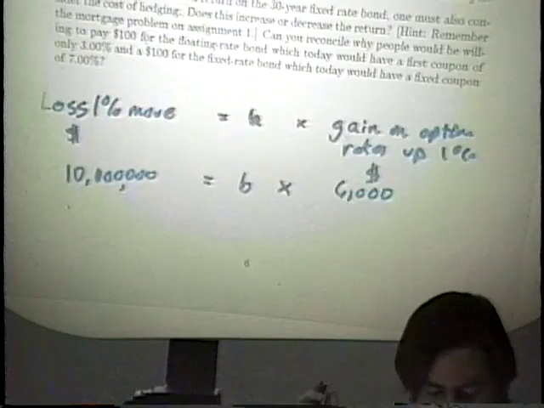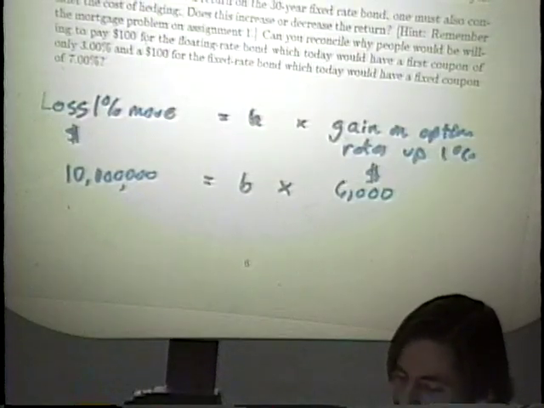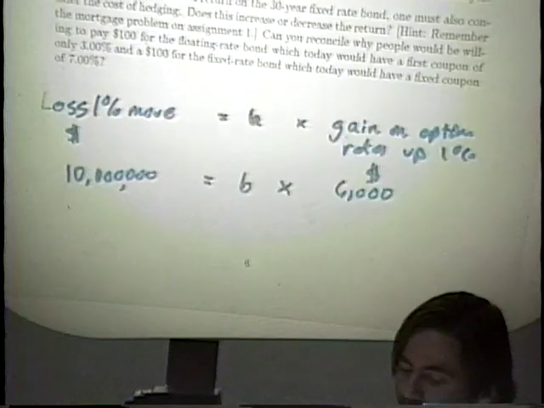And what is that? To calculate the return on the 30-year fixed rate bond, one must also consider the cost of hedging. Does this increase or decrease the return? Hint, remember the mortgage problem on assignment number 1. Can you reconcile why people would be willing to pay $100 for a floating rate bond, which would have a first coupon of only 3%, and $100 for a fixed rate bond, which today would have a fixed coupon of 7%?